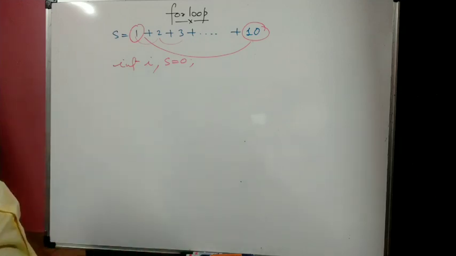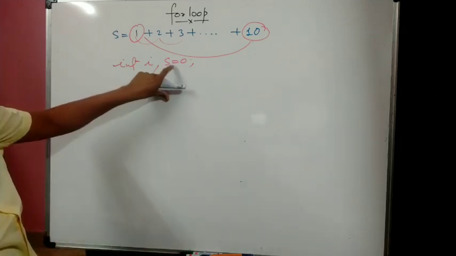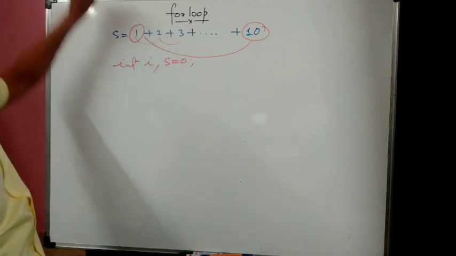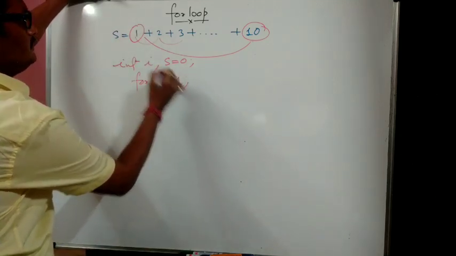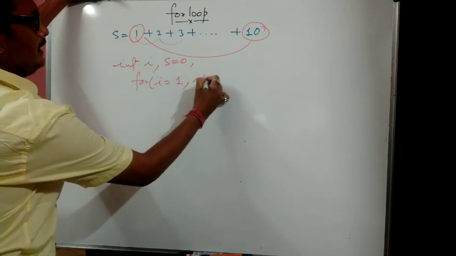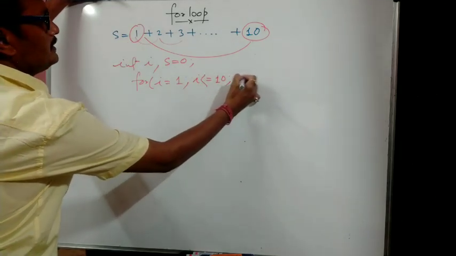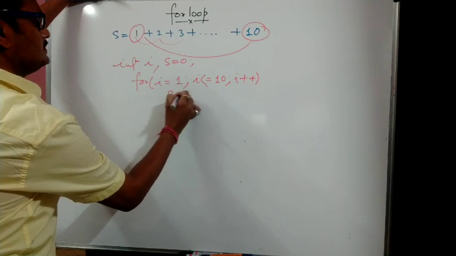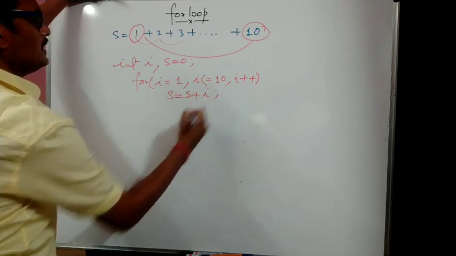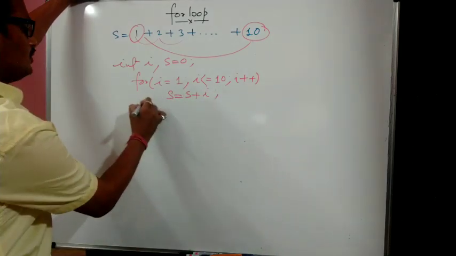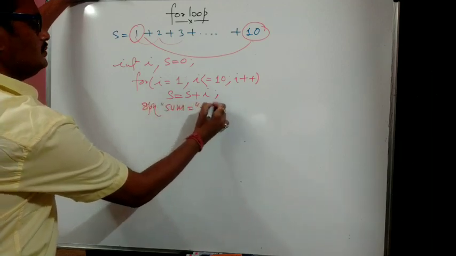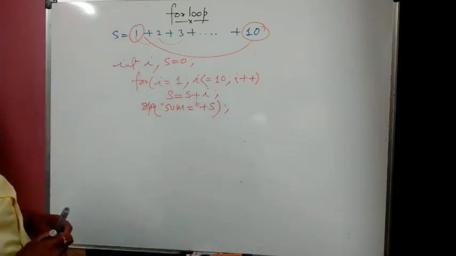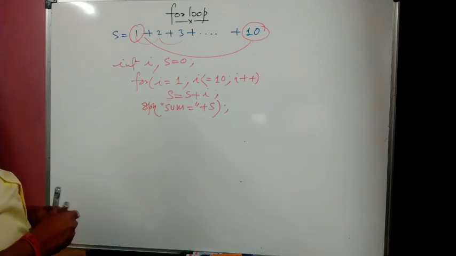So here you write integer I, S. When you do the sum of a series, the addition of numbers, you have to initialize S = 0. Now for I = starting value, that is 1, ending value, that is 10, increment, that is 1, and S = S + I. Outside of the for loop, you just write the sum is S. That's all. How will it work?